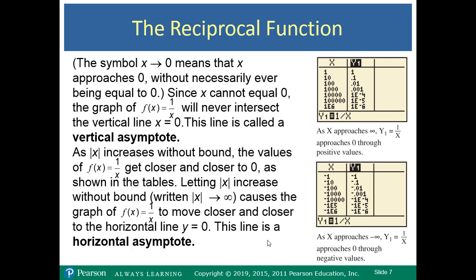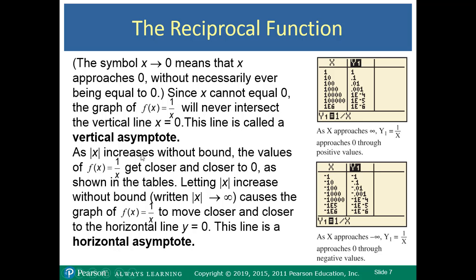Now, the symbol x arrow 0 means as x approaches 0 without necessarily ever being equal to 0. So we just care about what's going on as it approaches 0. Since x cannot be equal to 0, this function will never intersect the vertical line x equals 0, in other words, the y-axis. This is what we call a vertical asymptote.